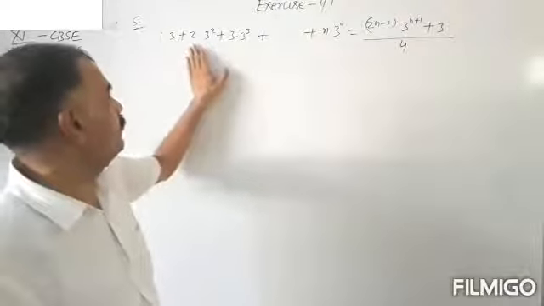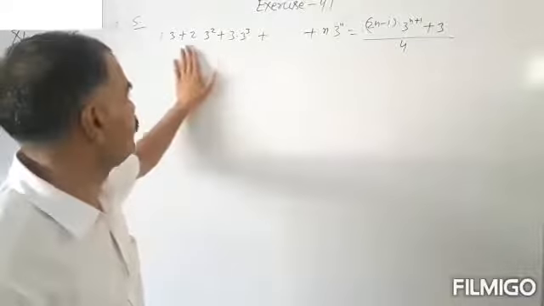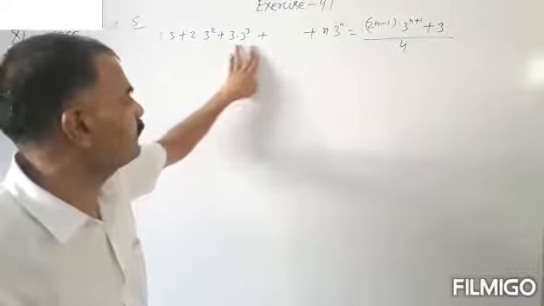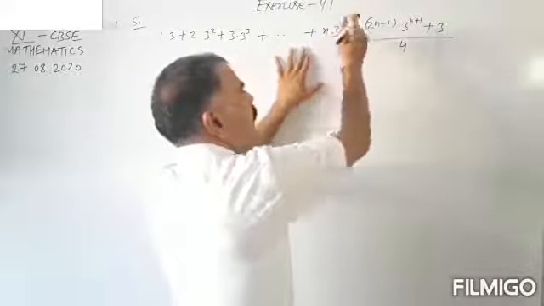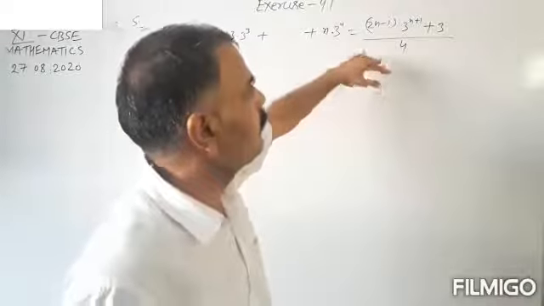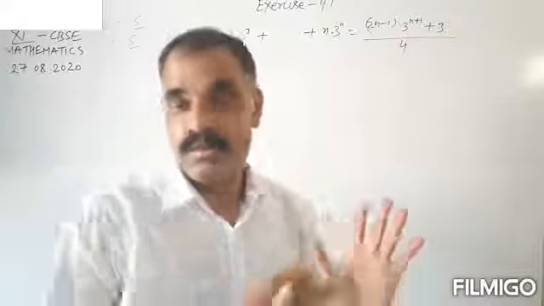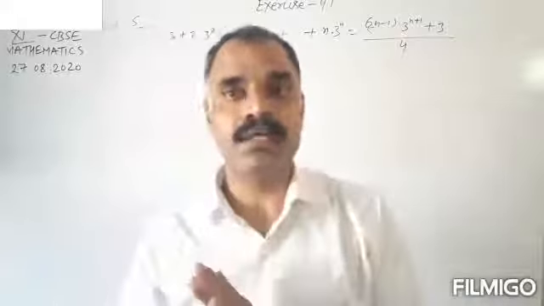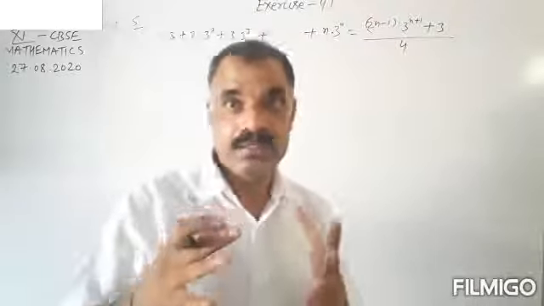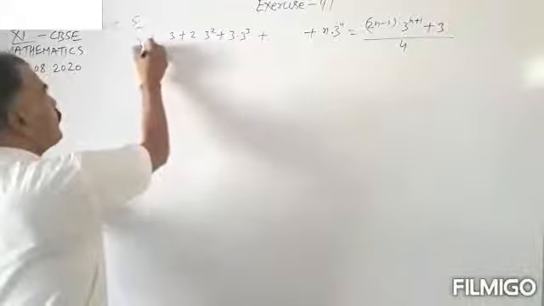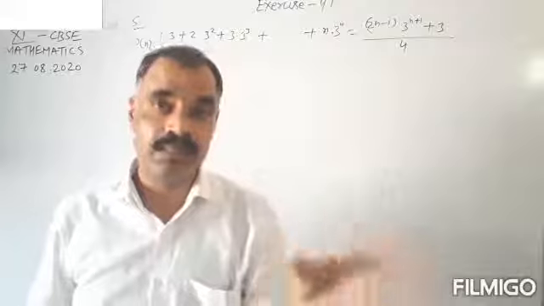Question number 5 is 1 multiply, dot means multiplication, 1 multiply 3, 2 multiply 3 square, 3 multiply 3 cube, and so on, n multiply 3 to the power n is equals to (2n minus 1) multiply 3 to the power n plus 1, plus 3 upon 4. Means left hand side is equals to right hand side. This is a mathematical statement, and we represent the mathematical statement by Pn. Pn means polynomial in n.